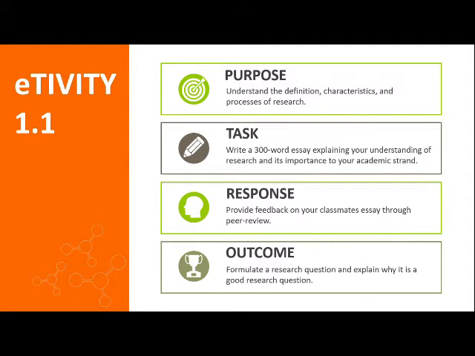For e-tivity 1.1, the purpose is to understand the definition, characteristics, and processes of research. Your task is to write a 300-word essay explaining your understanding of research and its importance to your academic strand. The response is for you to provide feedback on your classmates' essay through a peer review. And the expected outcome is for you to be able to formulate a research question and explain why it is considered a good research question.